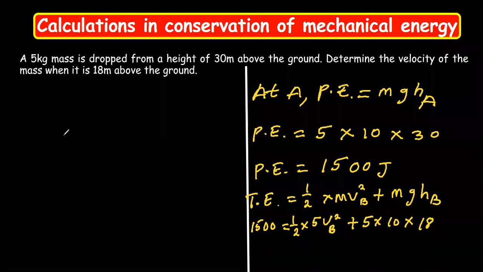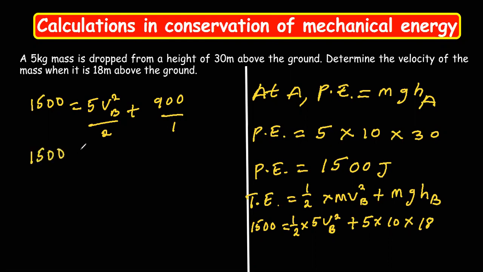So here we have 1,500, which is our total energy, equal to 1 times 5 V square, divided by 2, plus 5 times 10 is 50, and 50 times 18, we should have 900, right? Yeah, this is correct, 900. So here, maybe should I take the LCM here? Okay, let me just use the simple method, which is the LCM method.